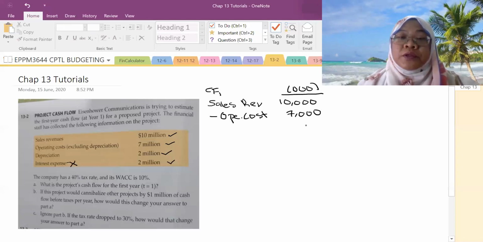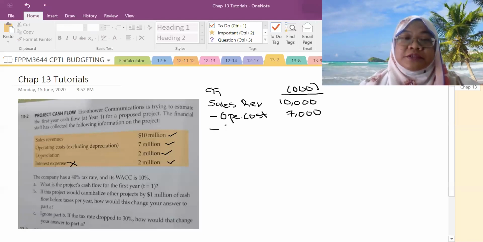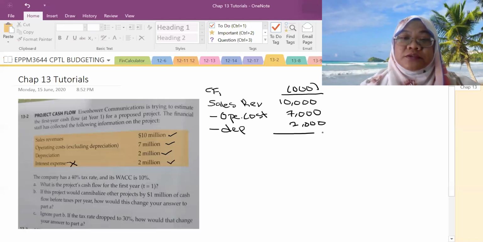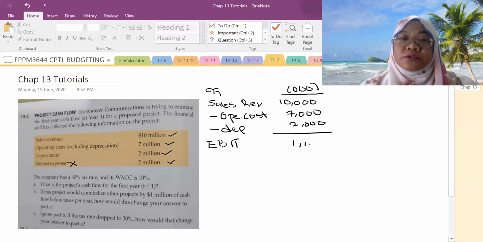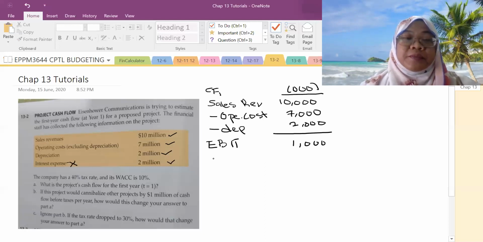Right. And then minus depreciation. Okay, minus depreciation which is 2 million. So this is what will give you EBIT. Okay, then 10 minus 7 is 3, minus 2, so you still have leftover of 1 million. And then daripada EBIT 1 million ini, skip interest. Make sure you skip interest.